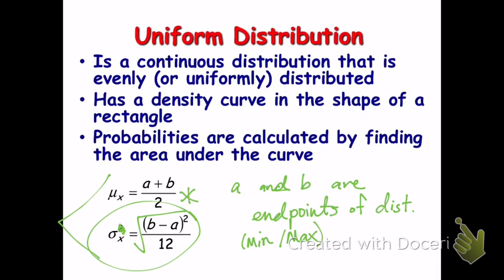And this is going to make more sense when we do an example, because these formulas may look kind of scary, but they're not. And then to find the standard deviation, all you're doing is taking b minus a, which is essentially the same thing as your range, squared over 12, and then square rooting it.